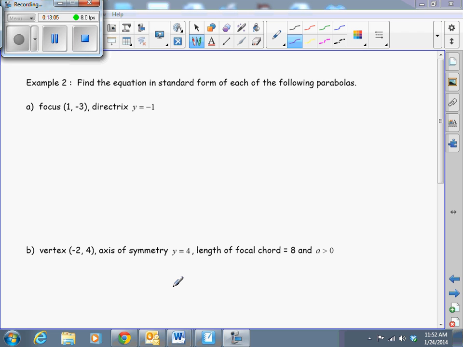For word problems, it's not difficult. This time, I have the focus and I have the directrix at y equals -1. What I want you to do is look on your blue paper and find out what kind of equation has the directrix y equals. Is it horizontal or vertical? Look at the blue paper. What is it? We know it's vertical, so it's going to start with y equals.